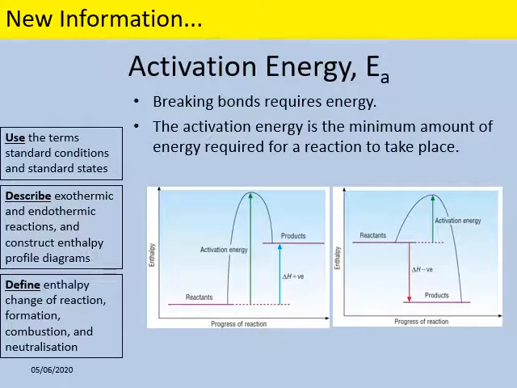You're probably familiar with the term activation energy from GCSE. Breaking bonds apart requires an input of energy, and so to make any reaction happen, we have to put energy in to start with. The amount of energy that we need for that reaction to take place is called the activation energy. On a reaction profile, that's shown by this arrow you can see in green, and the arrow always goes from the enthalpy level of the reactants to the top of our curve.